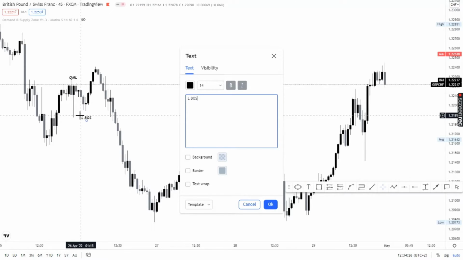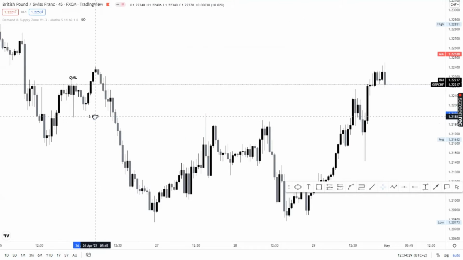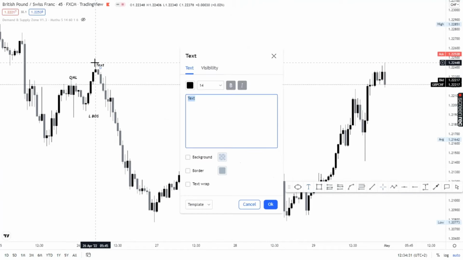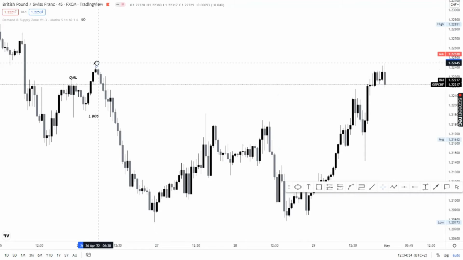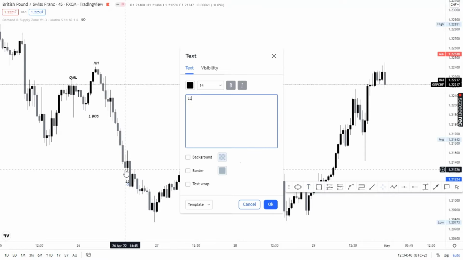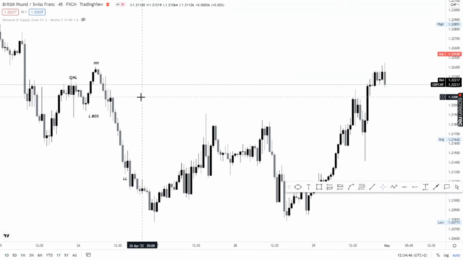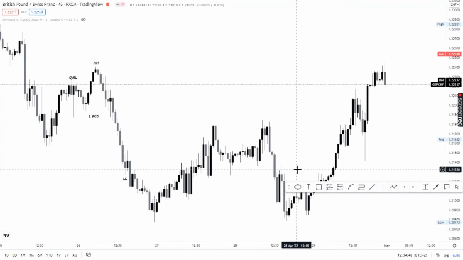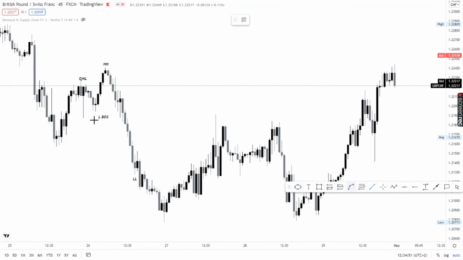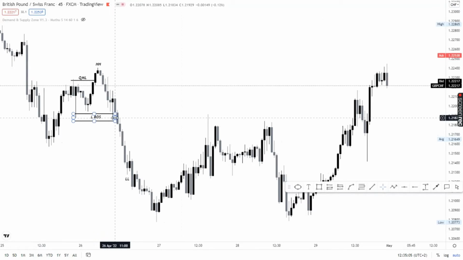So here is my low and break of structure right there, and then I have my higher high right here. Then I have a lower low which was formed down here. So my path is complete. I have my QML, low, higher high, break of structure, and the lower low being formed. Let me just put a line here, then move this here, and then my break of structure right here. And if you look at the candles that are breaking the structure, they are significant candles.